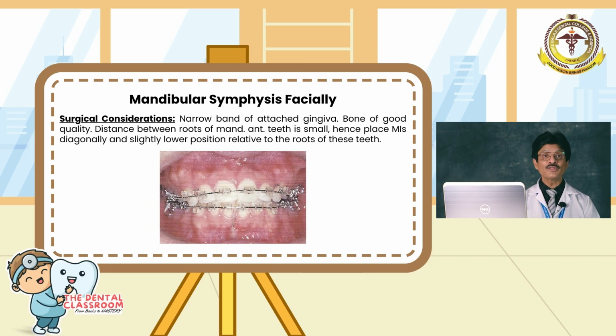There is a narrow band of attached gingiva. The bone is of good quality, no doubt. The distance between the roots of the mandibular anterior teeth is small. We all know that. Hence, here you have to place the microimplants diagonally and slightly in a lower position relative to the roots of these teeth so that you do not injure them.